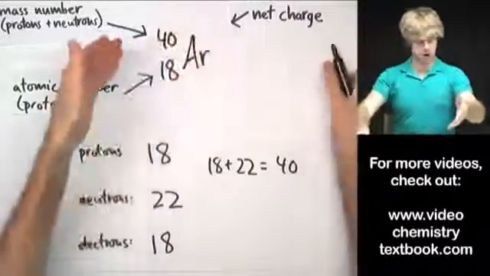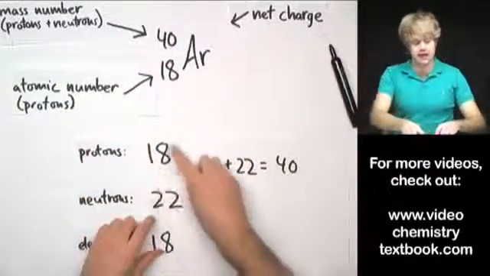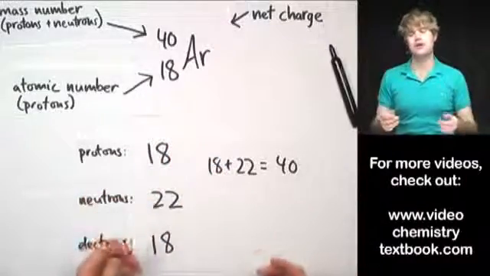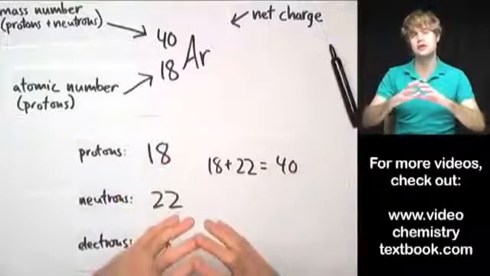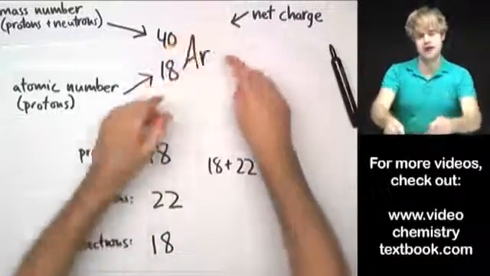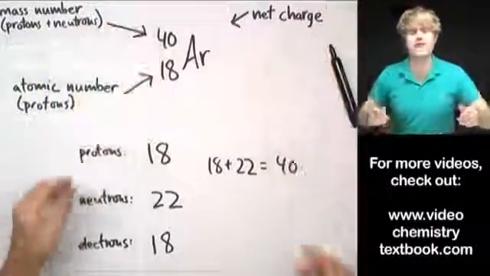How about the net charge? How do the protons and electrons balance out? It turns out that I have 18 protons and 18 electrons. So they balance out perfectly, meaning that my net charge is 0. I just leave it blank. I don't write anything in there, and that tells me that I don't have a net charge there.